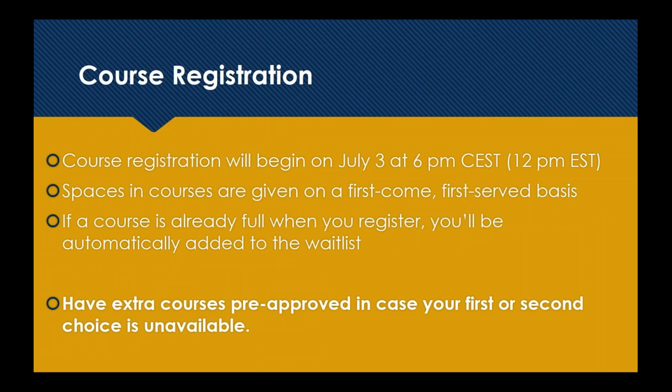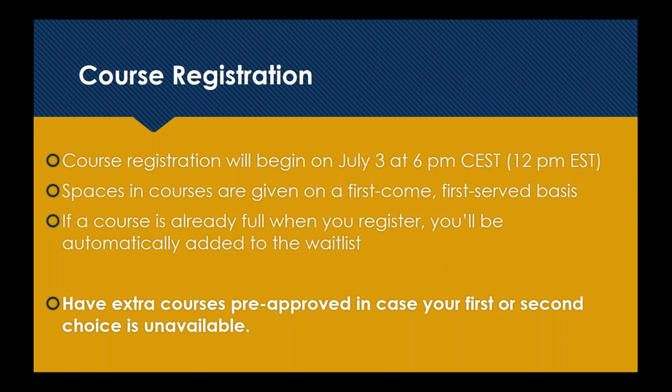Course registration will be on July 3rd at 6 p.m. Prague time. So for example, on the east coast of the US, that's 12 p.m., noon. So be sure that you check in your local time zone what time 6 p.m. Prague time is, so that you're online at the right time. Spaces and courses are given on a first come, first served basis.